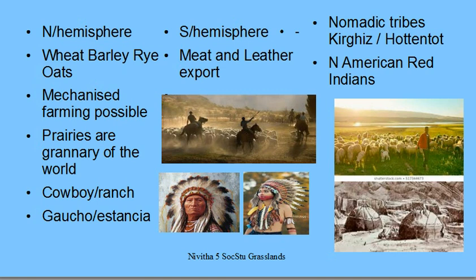So in the picture that you see, these are the Kyrgyz tribes and these are the Hottentot tribes. Kyrgyz tribes and Hottentot tribes. These are the cowboys taking care of the horses and animals. These two pictures represent the Red Indians who were the original inhabitants of the North American continent.